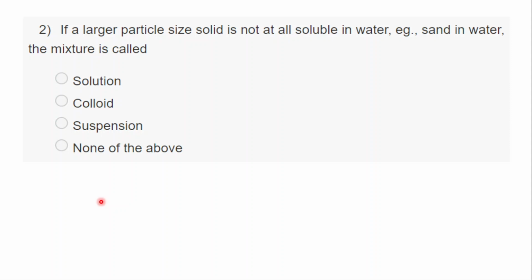Question number 2. If a larger particle size solid is not at all soluble in water, for example, sand in water, the mixture is called dash. If you read the question carefully, a larger particle size solid is not soluble in water, then that kind of mixture is called A, solution, B, colloid, C, suspension, D, none of the above.